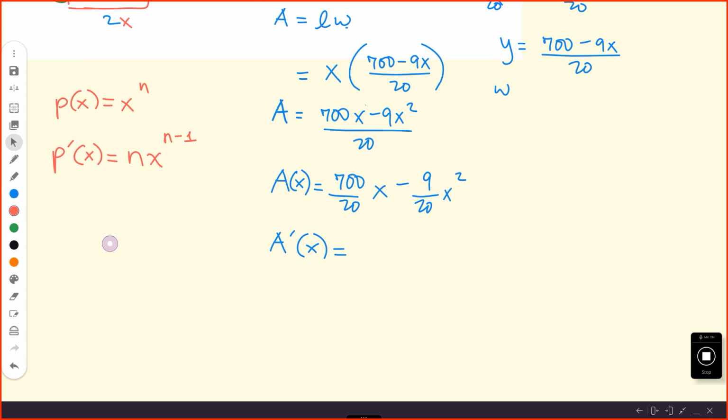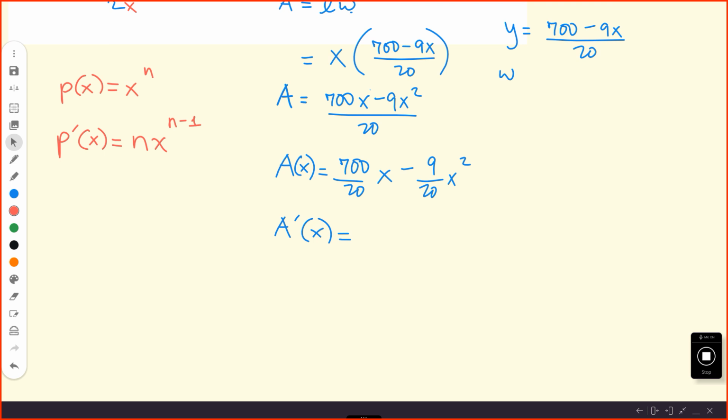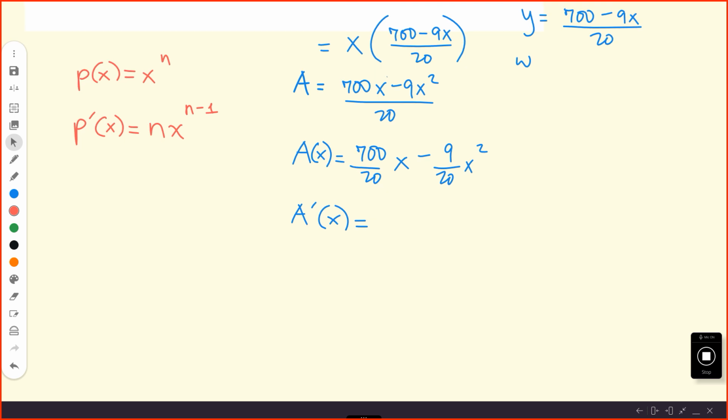So for example, I have an example there. Let's say p of x equals x cubed plus 2x squared plus x plus 1. How do you find the derivative of this polynomial?